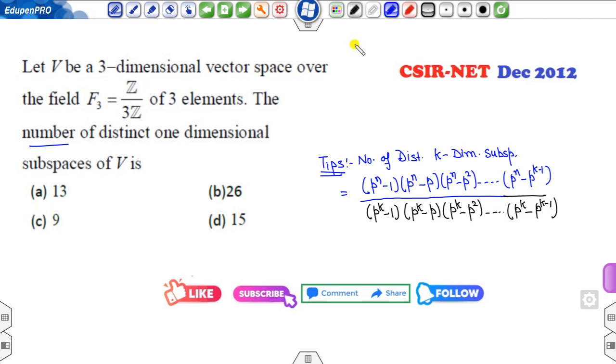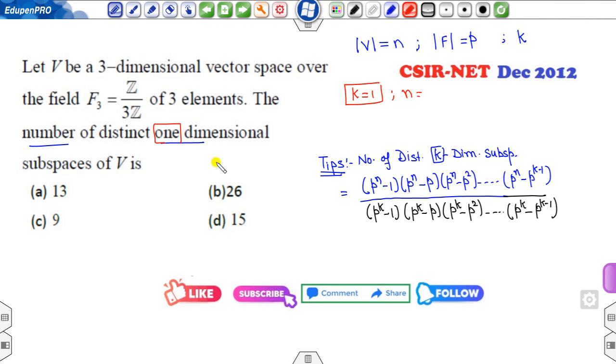Now, what is the n? N is my dimension of the vector space. Fine. What is the p? P is the size of the field and k is my kth dimension. This is my k. Now, if you look at this example, what is my k? K is 1.